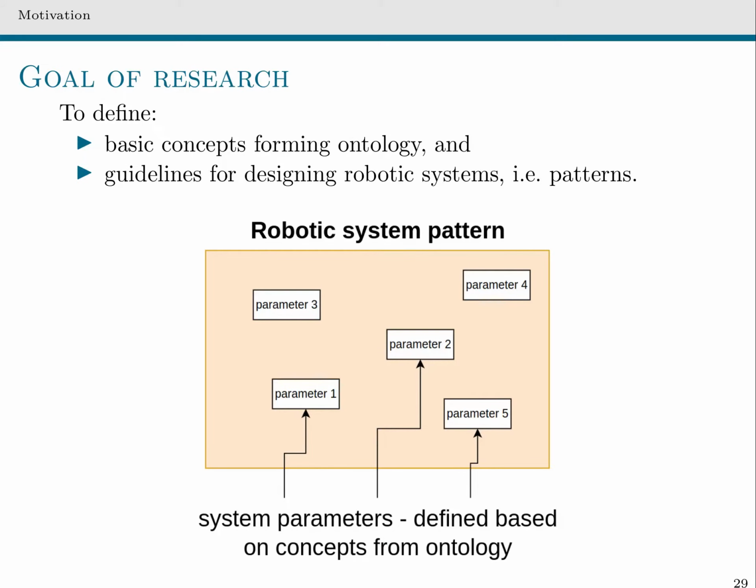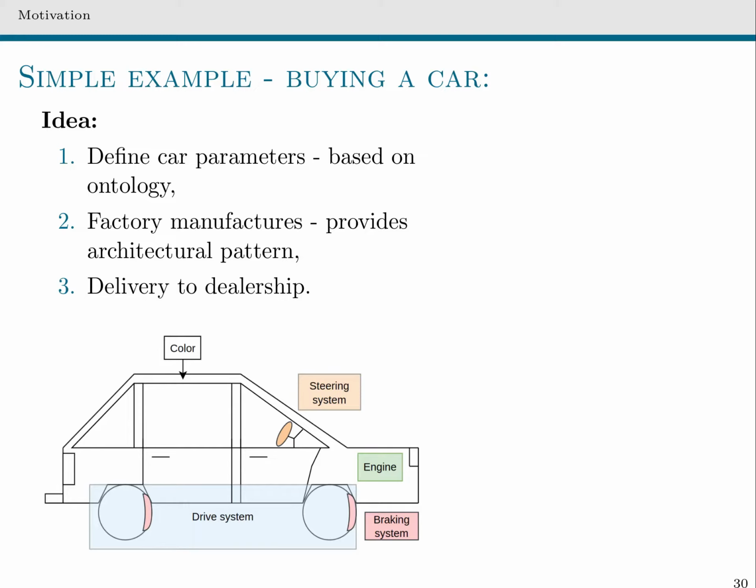Another goal of the research is to provide an appropriate ontology for robotic systems and guidelines for designing robotic systems. Those guidelines we call patterns. So what we want to do is develop a robotic system pattern which is parameterized by different parameters based on concepts from the ontology. Let's imagine a very simple example. Let's imagine that we want to buy a car.